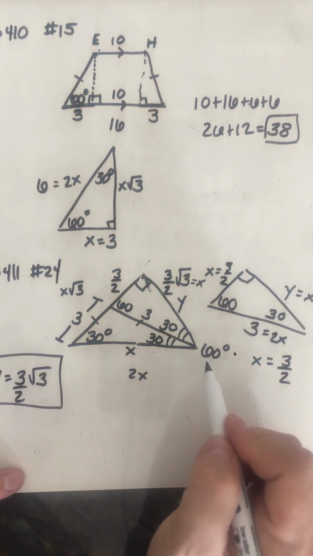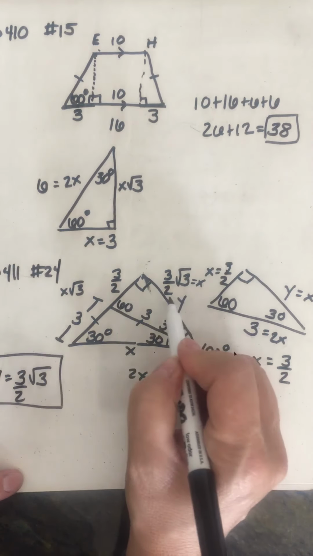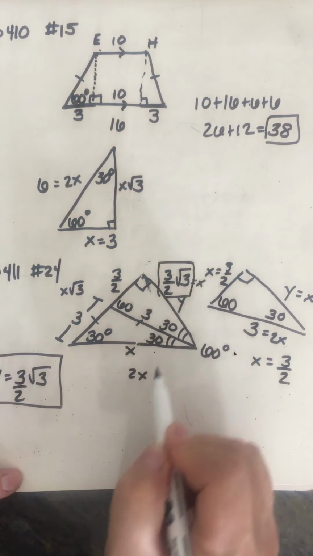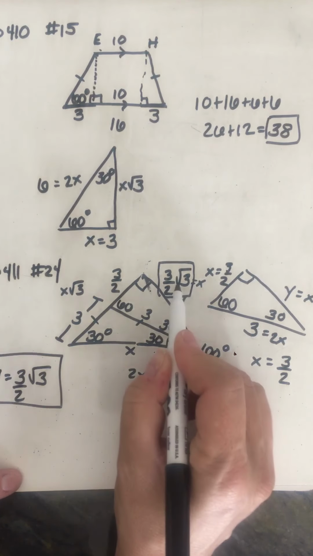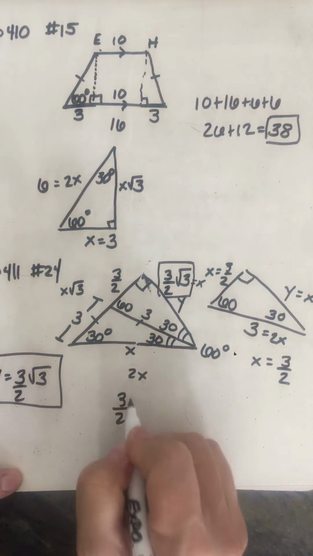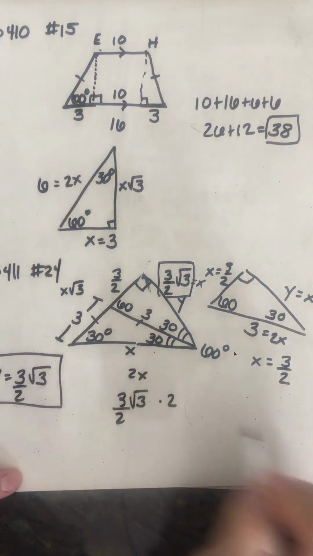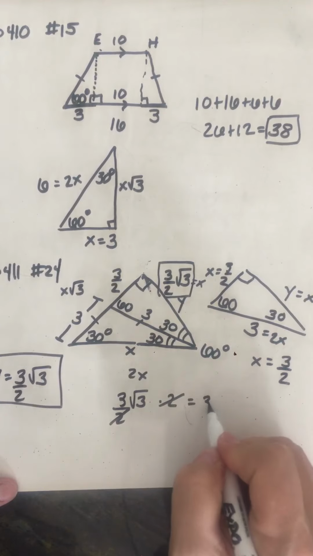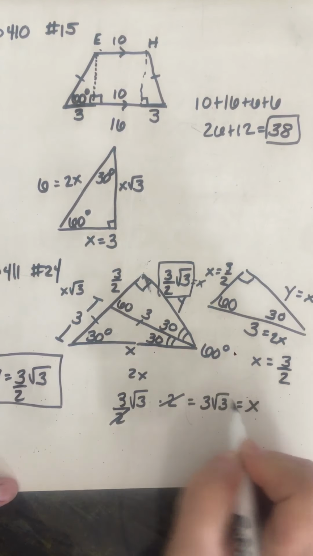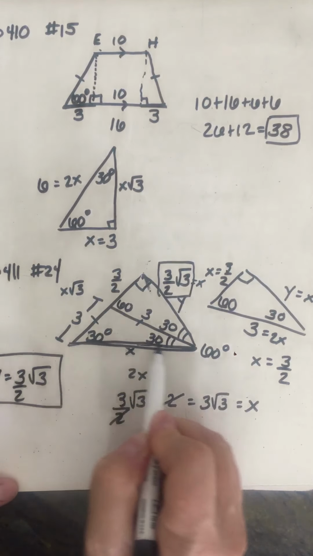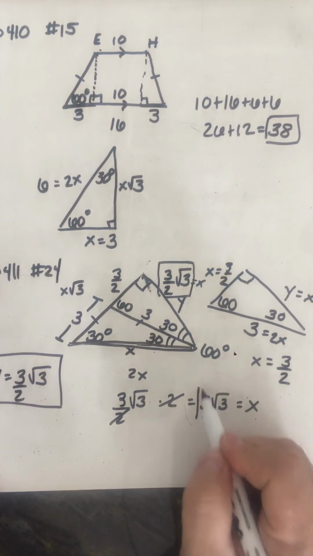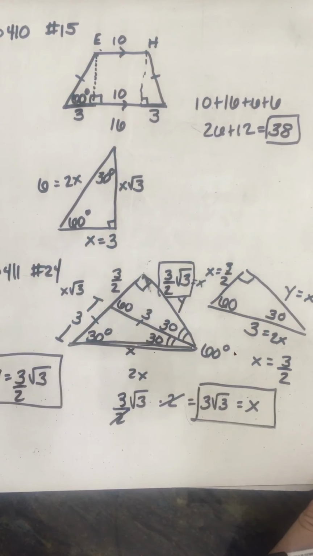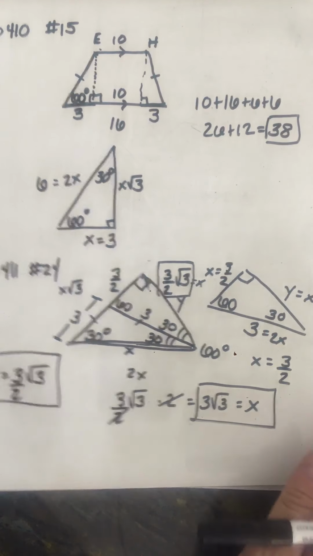So anyway, across from the 30, we know this piece here. So we need this piece here. So it's twice this. So 3/2 square root 3 times 2. 2's divide out. So 3 square root 3 is what the x of this triangle is, that I should not have labeled. Well, that's what the book labeled it though. So there you go. All right. That was 411.